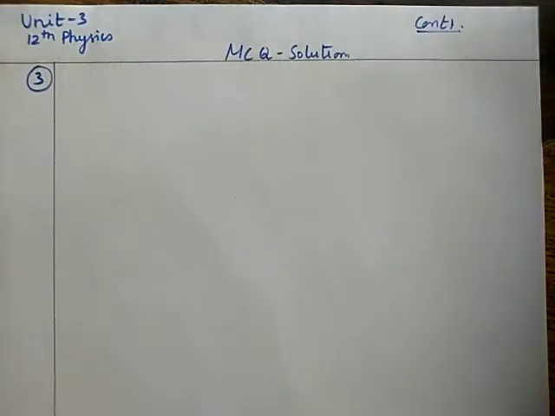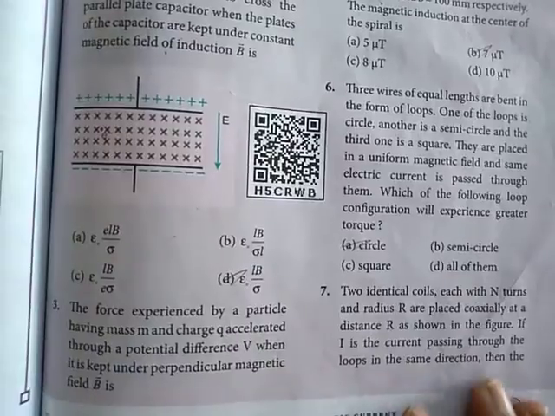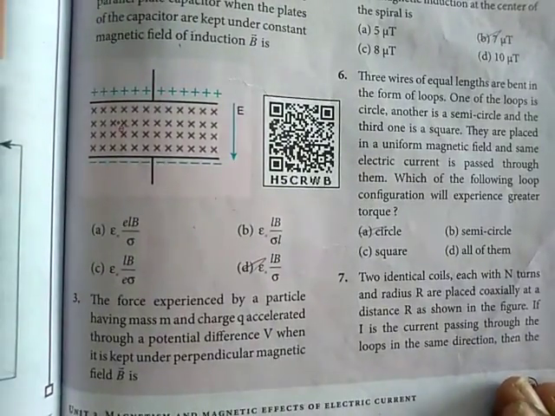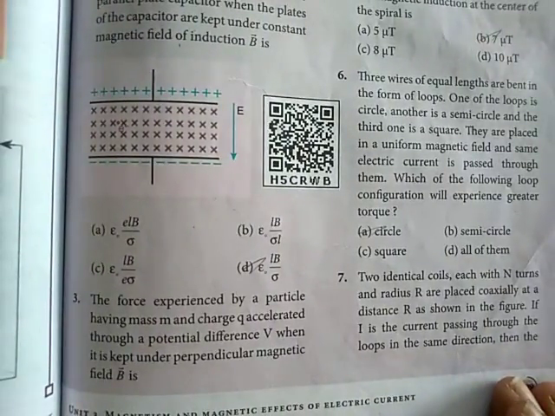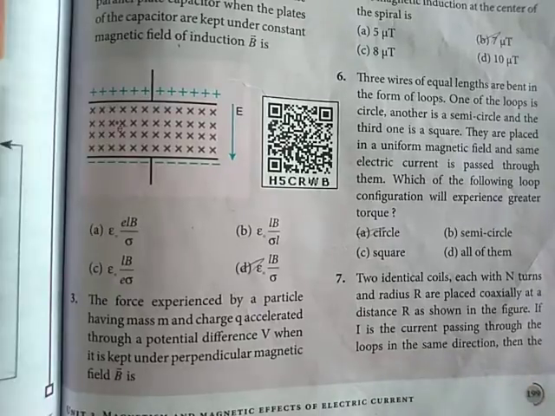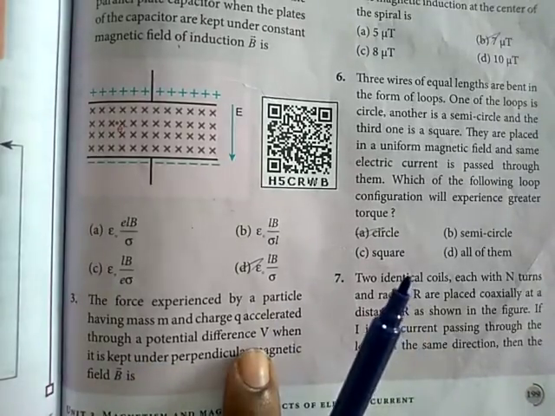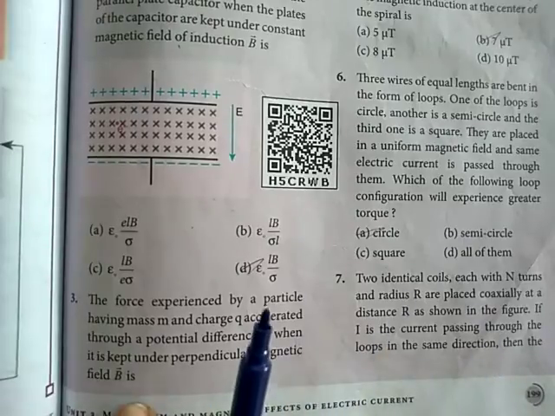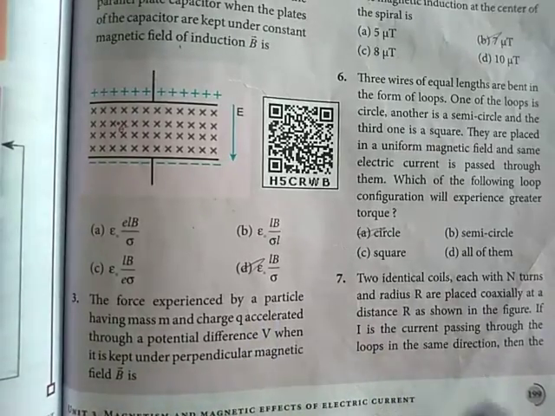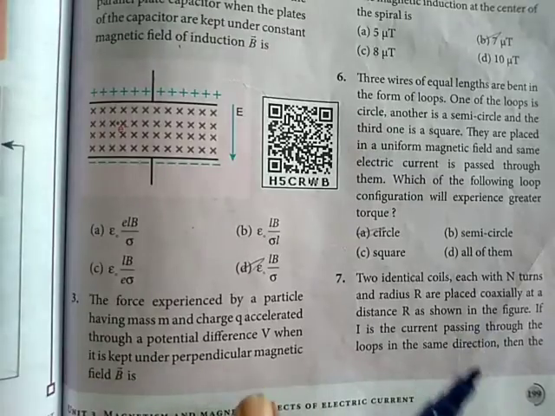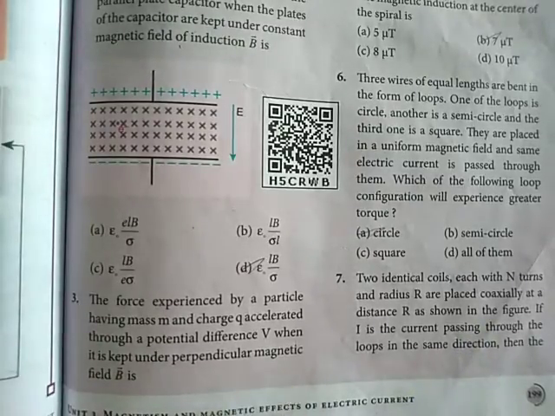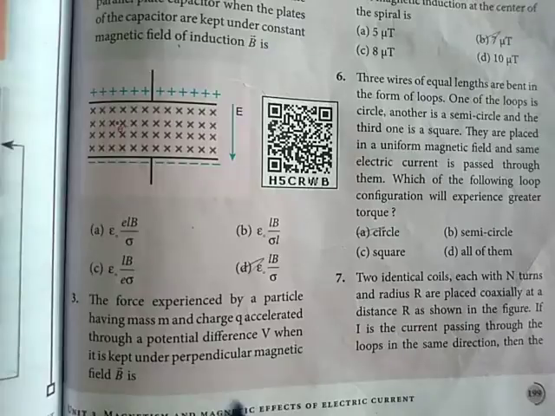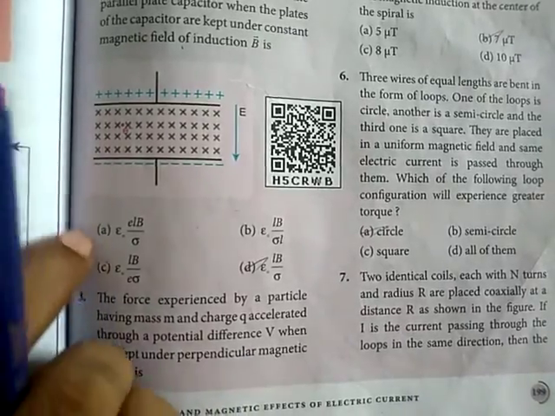Here let me see question number 3. The force experienced by a particle having mass m and charge q accelerated through a potential difference V, when it is kept under a perpendicular magnetic field, is. Here they are asking the force experienced by the charged particle when it is moved in a perpendicular magnetic field. Okay, it is an easy one.